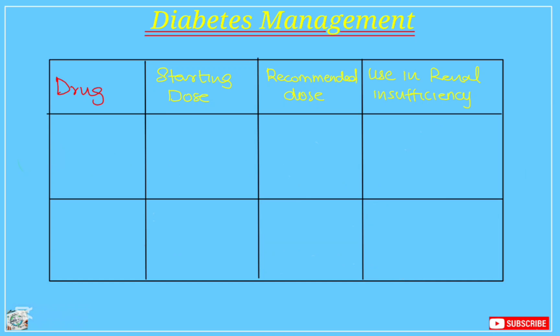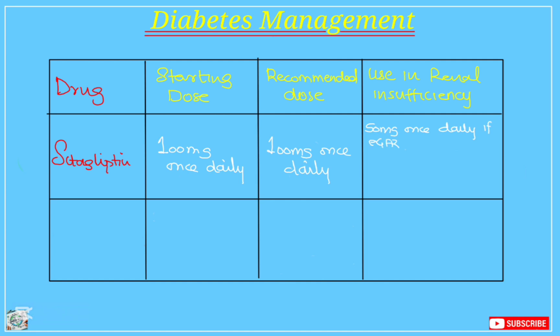Then we have the DPP-4 inhibitors. Sitagliptin is usually taken at 100 mg once daily and the recommended dose is about the same, that is 100 mg daily. But kidney function matters here as well. If the eGFR falls between 30 and 50, the dose is cut to about 50 mg once daily. But if the eGFR falls below 30, then reduce the dose to about 25 mg once daily.